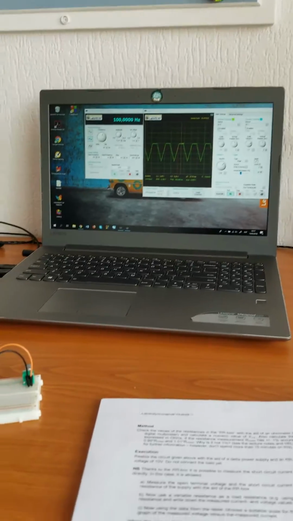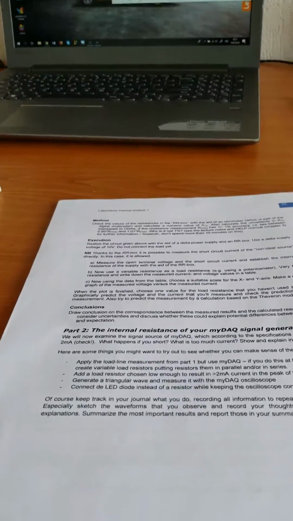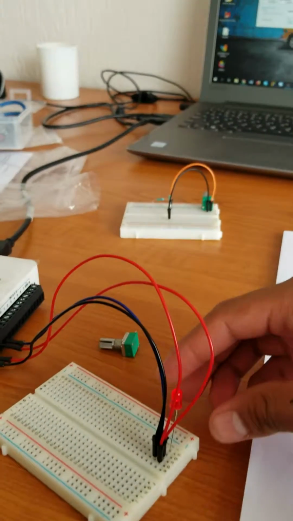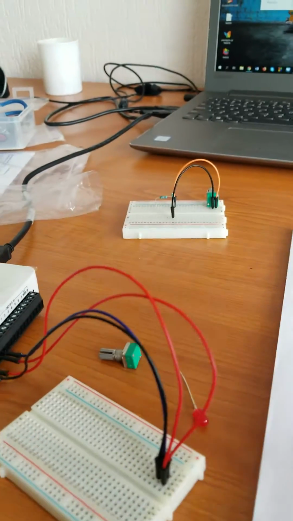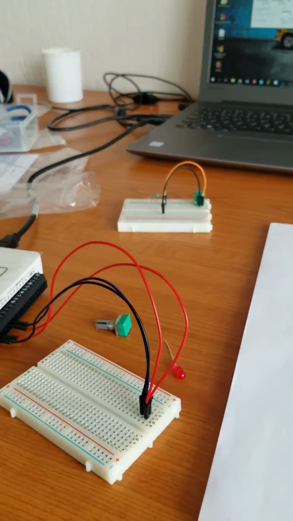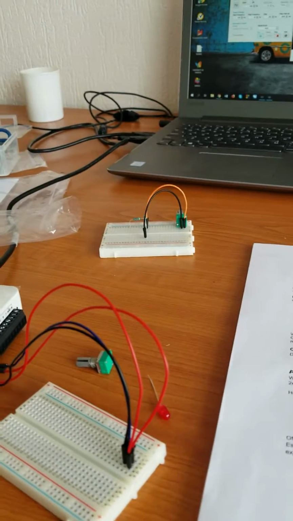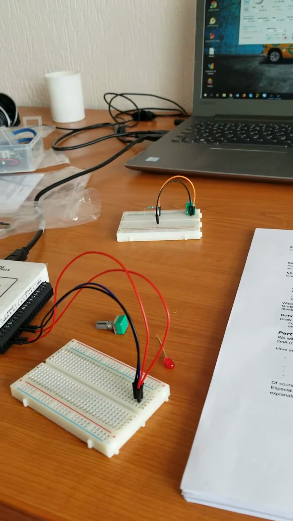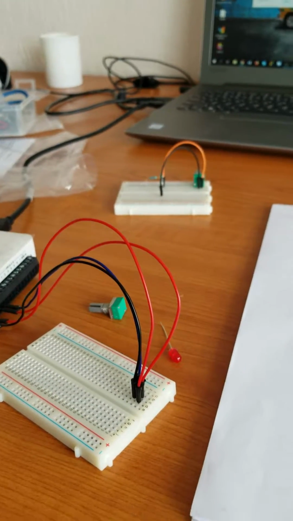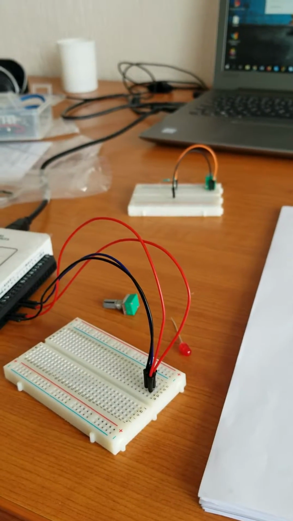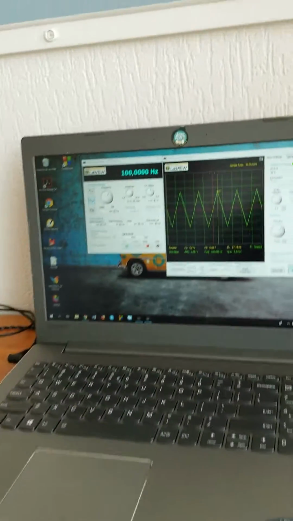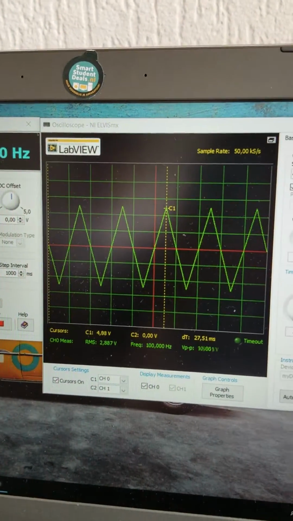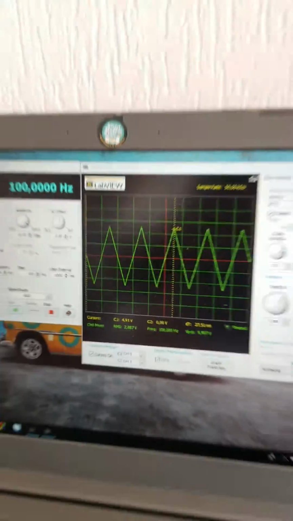So to answer the questions established in part 2, what happens if we short? If we short, we're going to be reading the voltage that is sent by the MyDAQ after the internal resistance, which we determine to be approximately 2K, since the maximum output current is 2 milliamps and the maximum output voltage that we got is approximately 4.9 volts.